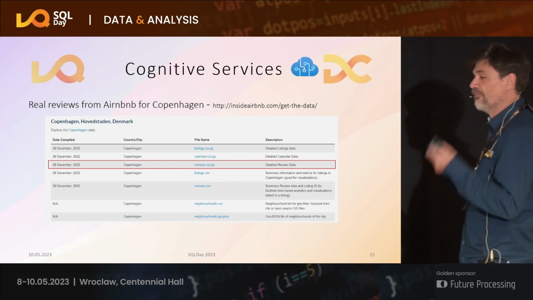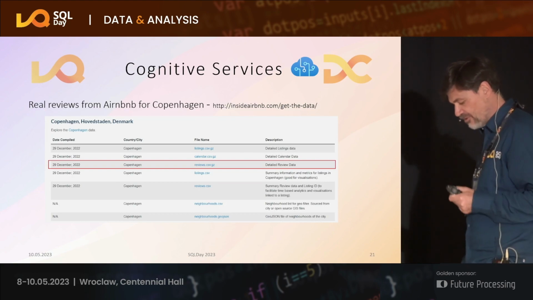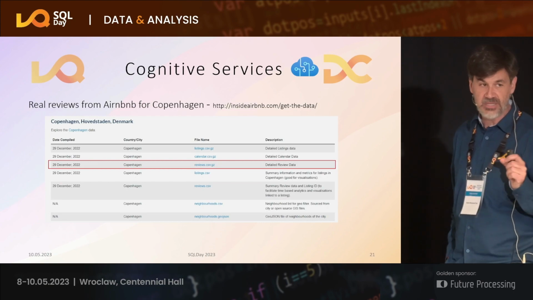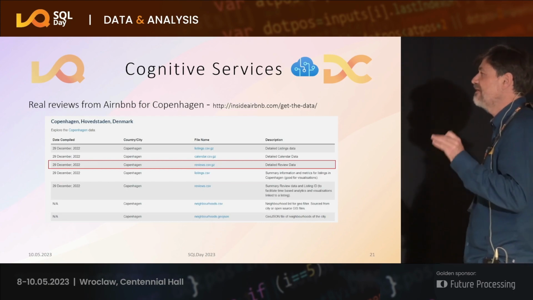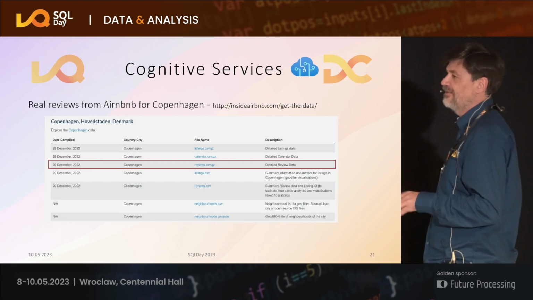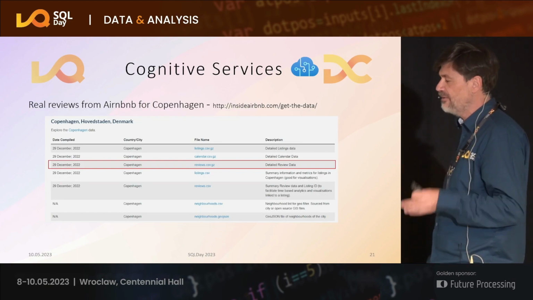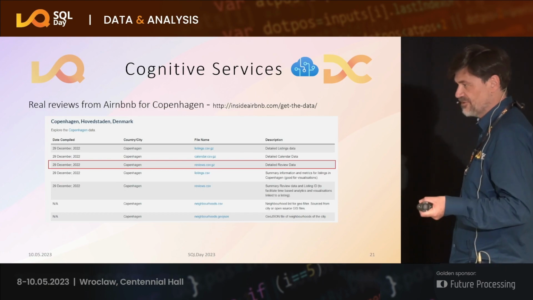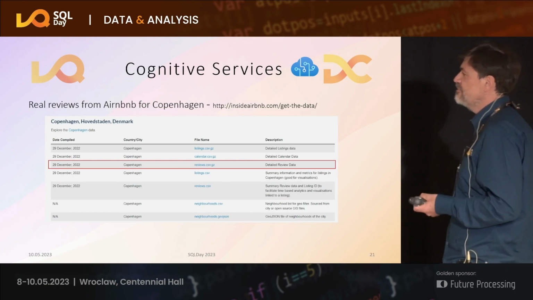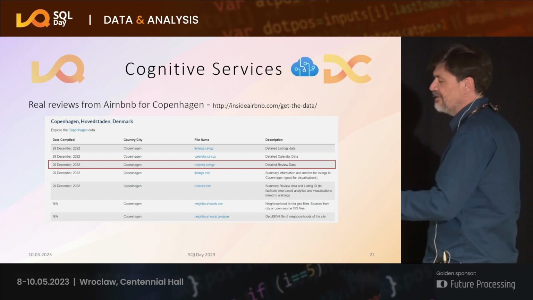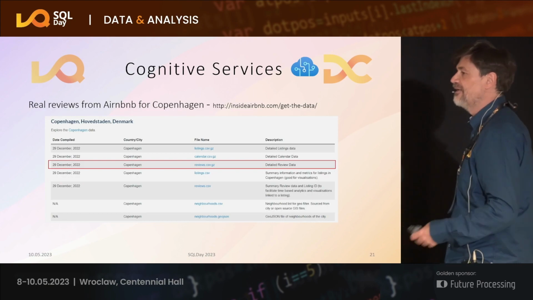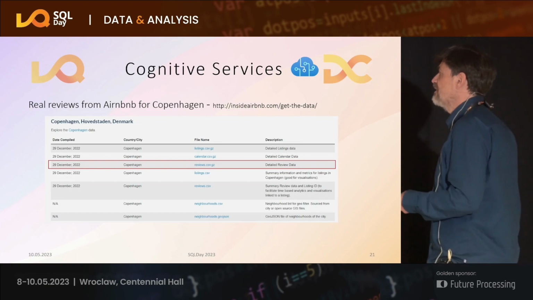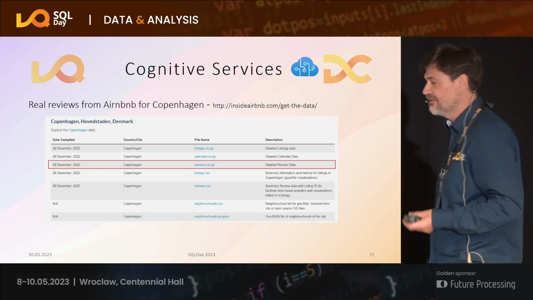Okay, so what we are going to do now is use open data from Airbnb. There is a very good set of open data available from Airbnb, and it includes reviews. These are reviews from real users who have been guests in a house, and they are giving feedback. With cognitive services, we would like to analyze this kind of feedback.